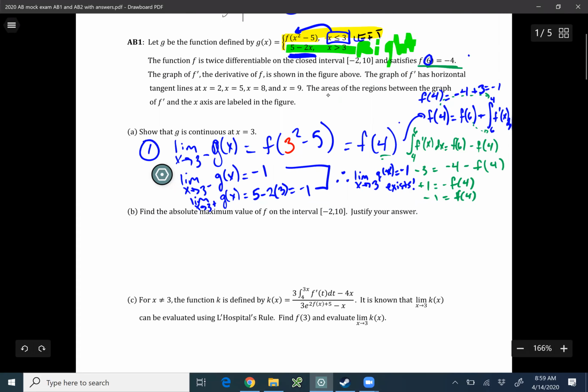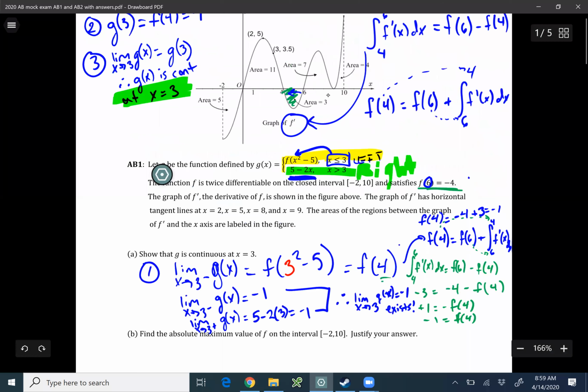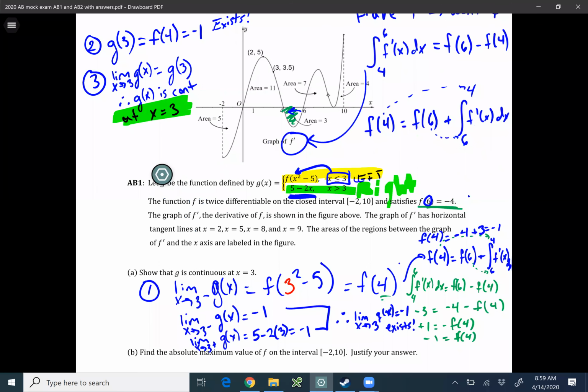Okay, B, I'm not going to break us into groups for B. We're just going to kind of talk about it. So B says find the absolute minimum value of f on -2 to 10. So we want to find the absolute minimum of f on -2 to 10. Someone either in the comments or you can turn on your mic. How do you think we're going to start this question? What should be the first thing we write down before we even do anything else?